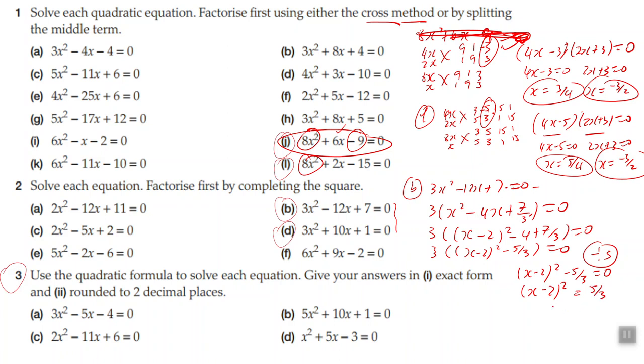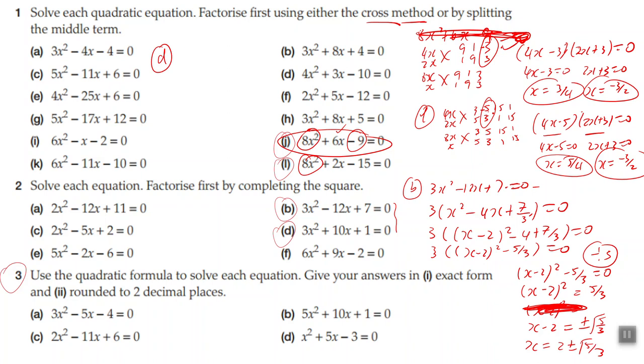And I take the square root of both sides. If I take the square root of both sides, I get left with x minus 2. Whenever you take the square root, you get a plus or minus solution. So, plus or minus root 5 over 3. So we've got x equals 2 plus or minus the square root of 5 over 3, like that. Okay.